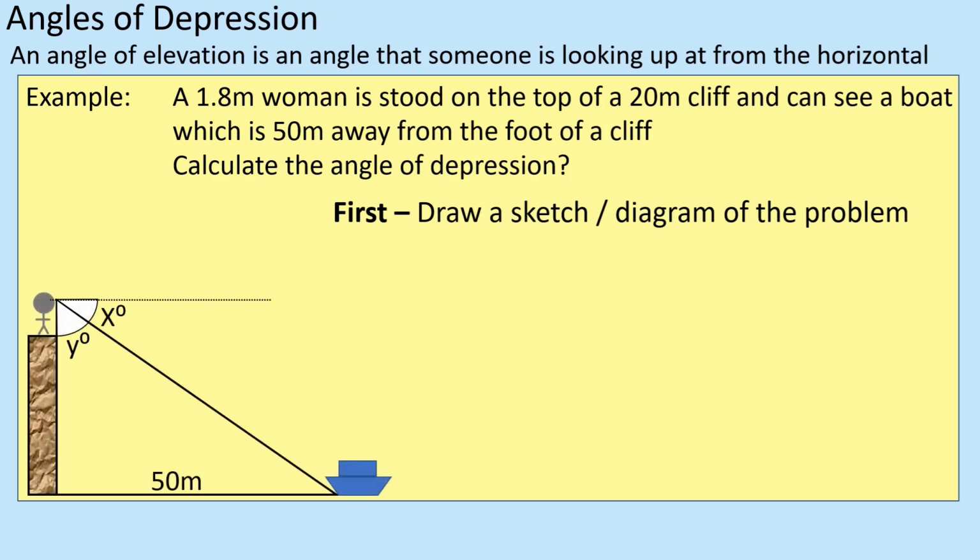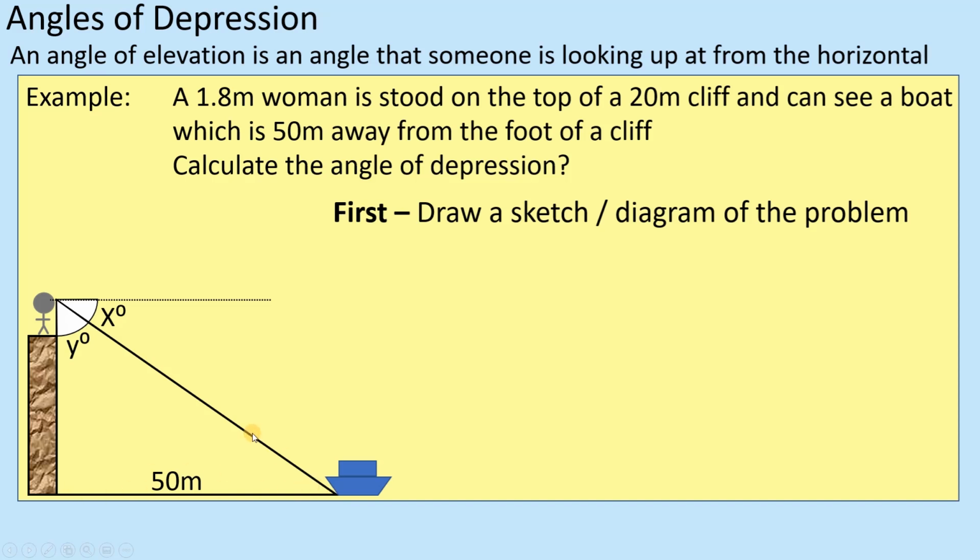Okay, so this is the situation that we've currently got, and like last time, this 1.8 meter height must have relevance. So she's 1.8 meters, so that's 1.8 meters there. It's a 20 meter cliff, so the cliff is 20 meters tall, isn't it? Here, 20 meters tall, and of course her 1.8, and then the boat is 50 meters away from the foot. All right, so there you go.